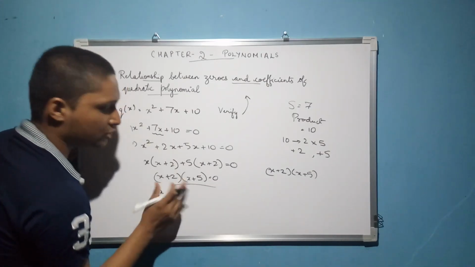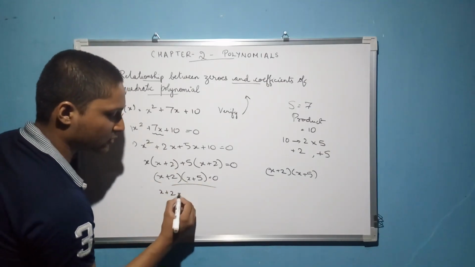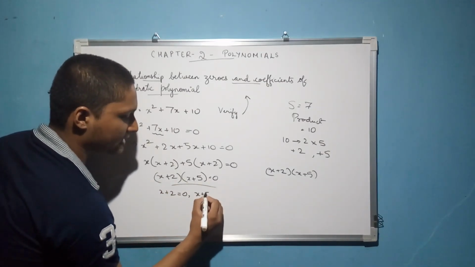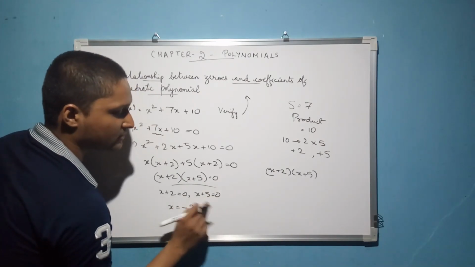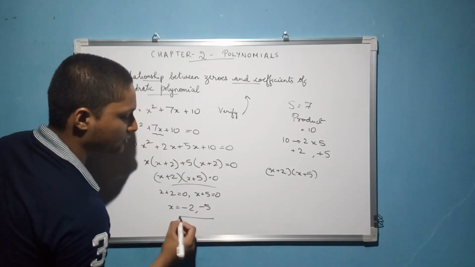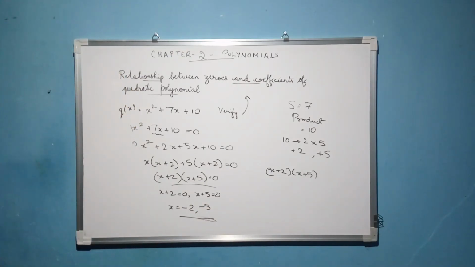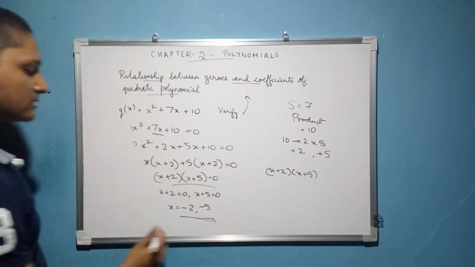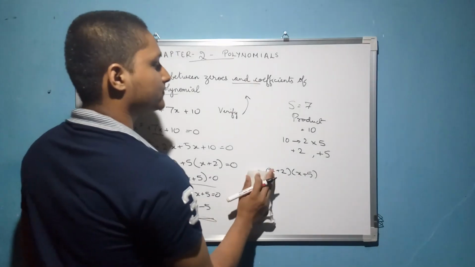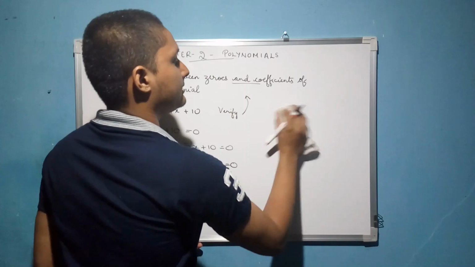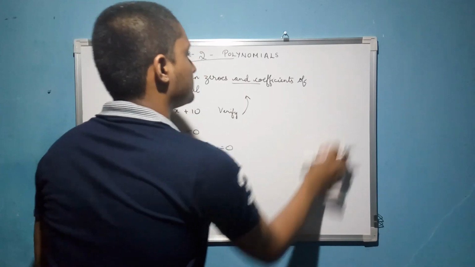Both should be equal to 0, that is x plus 2 is equal to 0 and x plus 5 is equal to 0. X is equal to minus 2 and this becomes minus 5. Minus 2 and minus 5 are the zeros. So this is alpha and this is beta. I'm just taking that. Next part is to verify that part.